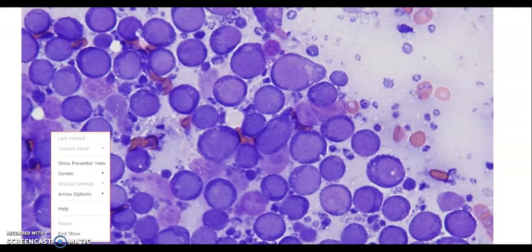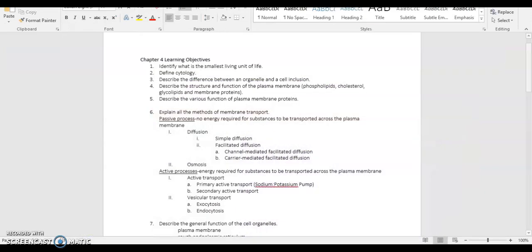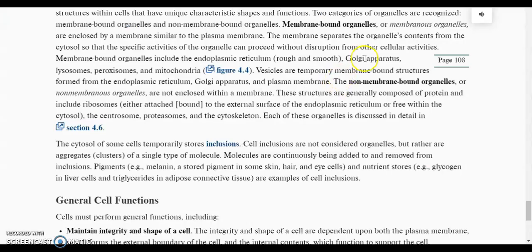So I'm going to head back to our objectives. So we talked about the smallest living unit of life, which is the cell. And we defined cytology, that's the study of the cell. And so now we'll finish in this video talk about the organelles and the cell inclusions. And then in the next video, we'll get into the plasma membrane, start talking more specifically about that.